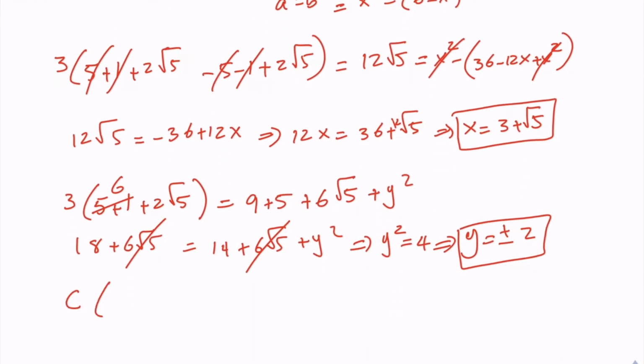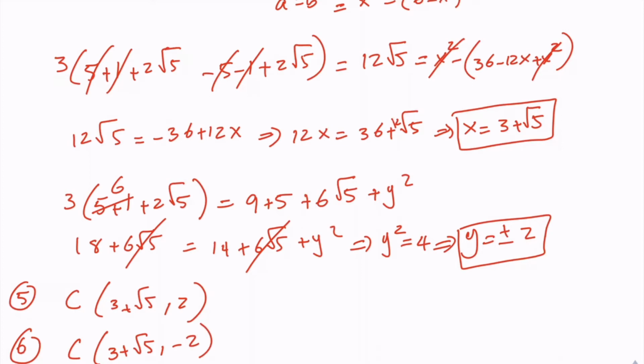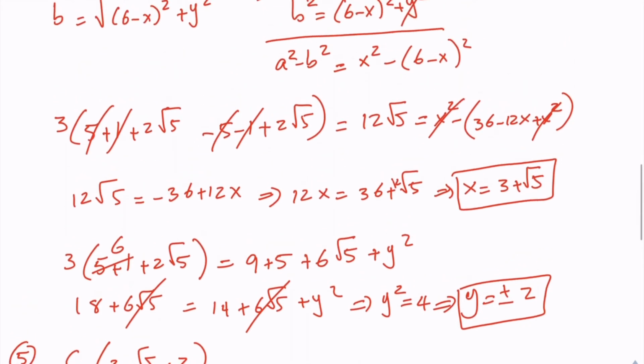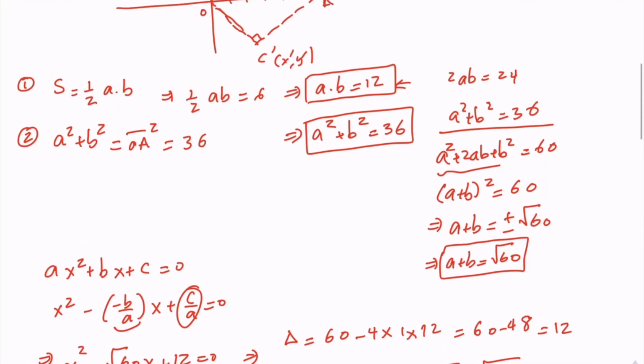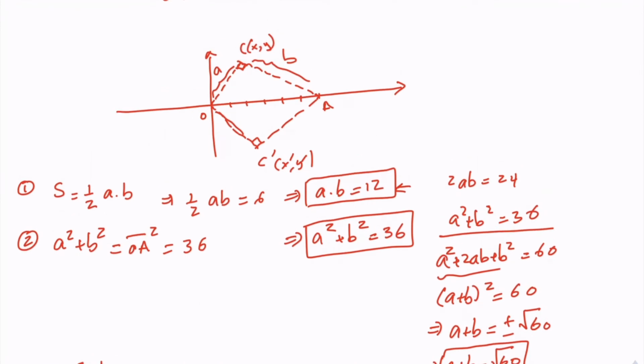c will be 3 plus root 5 and 2. So this is vertex number 5. Vertex number 6 will be c, 3 plus root 5 and minus 2. And then there seem to be 2 other vertices too that I missed. So I can also form this triangle like this.